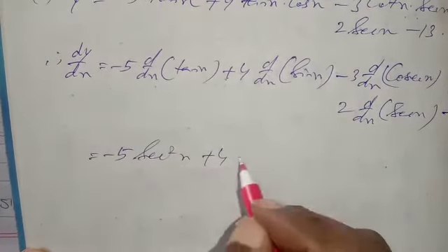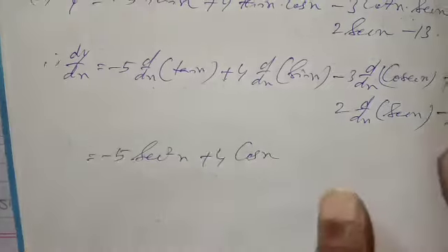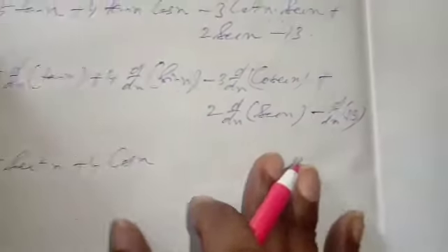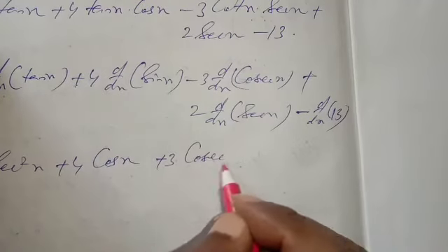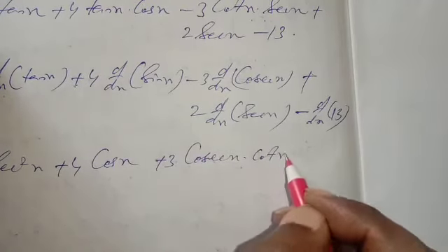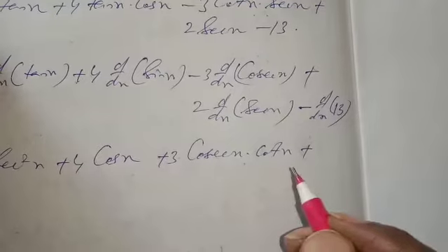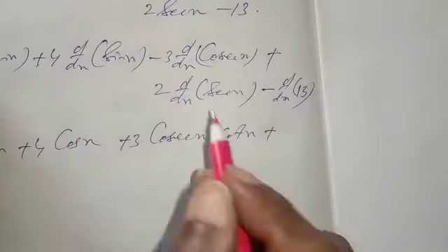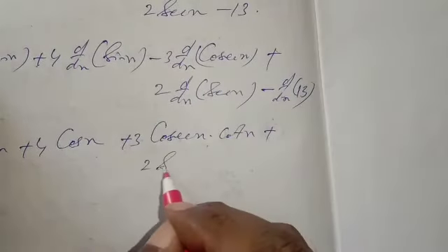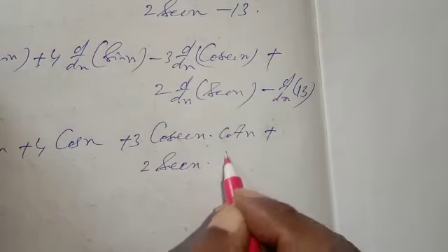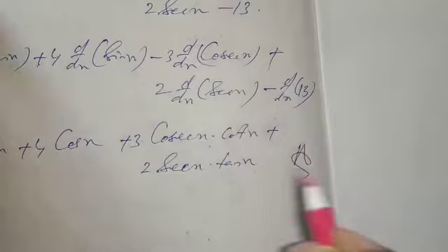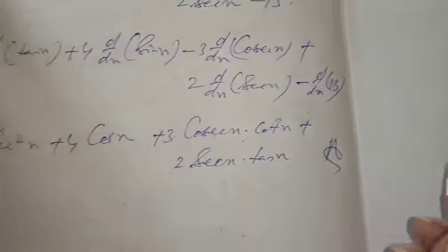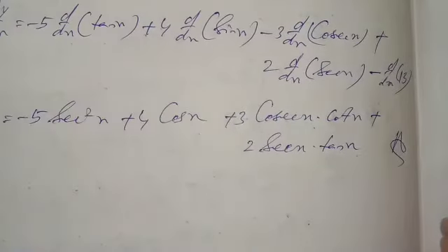Sin x derivative is cos x, 4 cos x. Cos x derivative will be minus cosec x cot x, that means this will be plus 3 cosec x into cot x plus 2. The derivative of sec x will be sec x into tan x, and this part will be 0. And this is the final answer. In this one, number 4, second part also completed. Let us go to the next number.